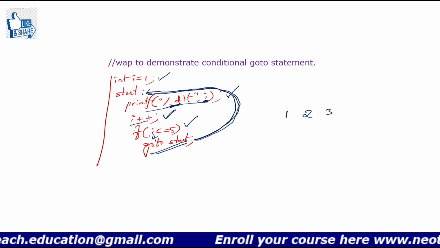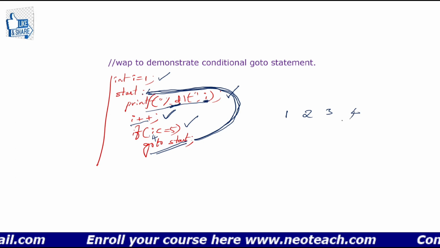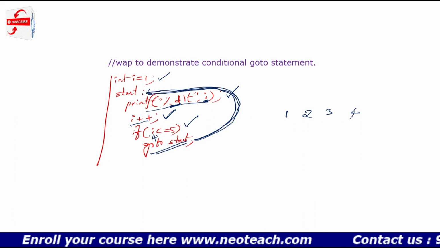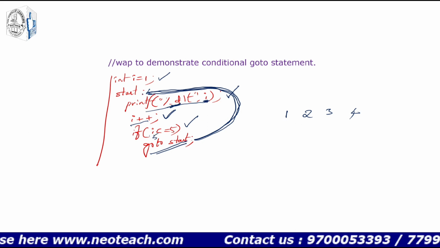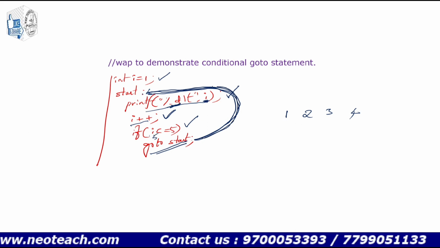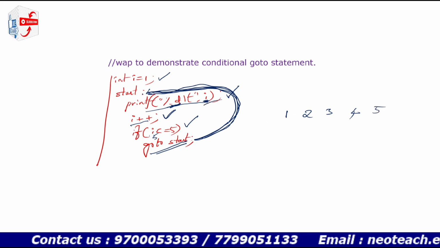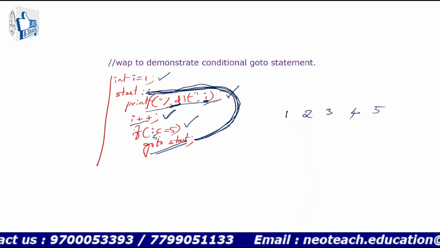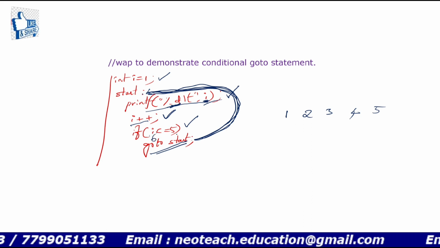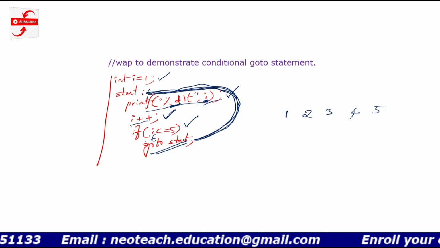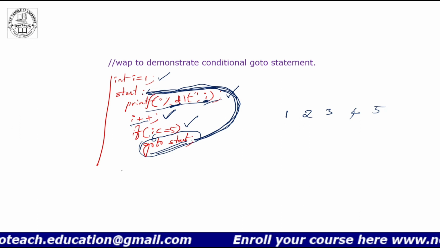So one more time it goes to start. Again 4 is printed here. After printing 4, I becomes 5. So 5 equals 5, condition true. Then again it goes to the start place. Again 5 is printed. After printing 5, the I value becomes 6. Now we check 6 less than or equal to 5, false. At that time goto will not execute, so the program stops.